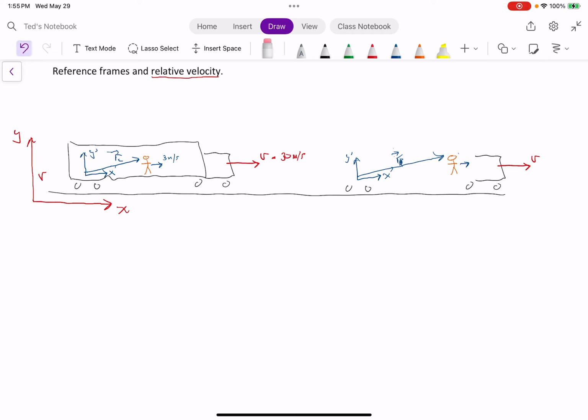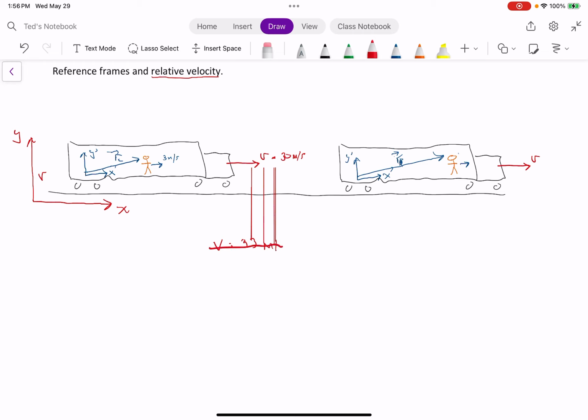Okay, so the point is, now he's moving inside that truck, and if we know how fast he's moving inside the truck, maybe we'd like to also know how fast he's moving across the Earth. And I think you can figure this out. How fast do you think he's moving across the Earth? If the truck's moving 30 meters per second and he's moving 3 meters per second inside the truck, how fast is he moving across the Earth? I think you can figure that out. Probably 33 meters per second.